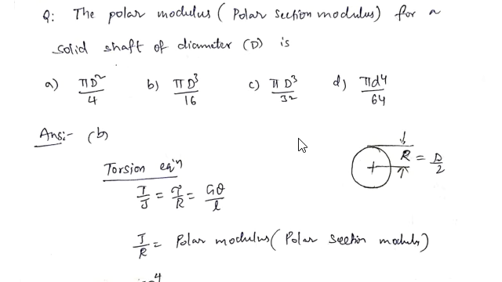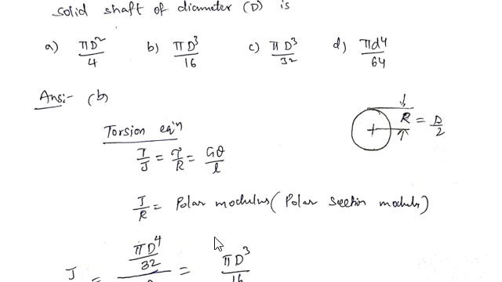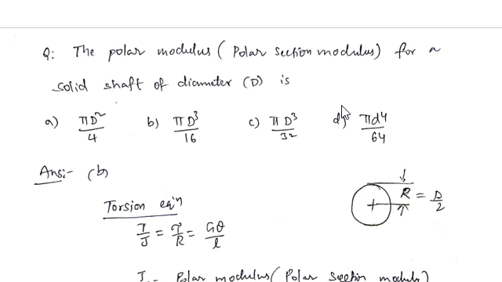So we know from the torsion equation, T by J equals tau by R equals G theta by L, that J by R is called polar modulus or polar section modulus. Here J is nothing but the polar moment of inertia, and the polar moment of inertia for a solid circular shaft is pi by 32 d power 4, where d is the diameter of the shaft, and r is the distance from the center of rotation to the outermost layer, which will be d by 2 in this case. When you simplify that, we get J by R, which is the polar modulus or polar section modulus, that is pi by 16 d cube. So option B is the right option for this question.